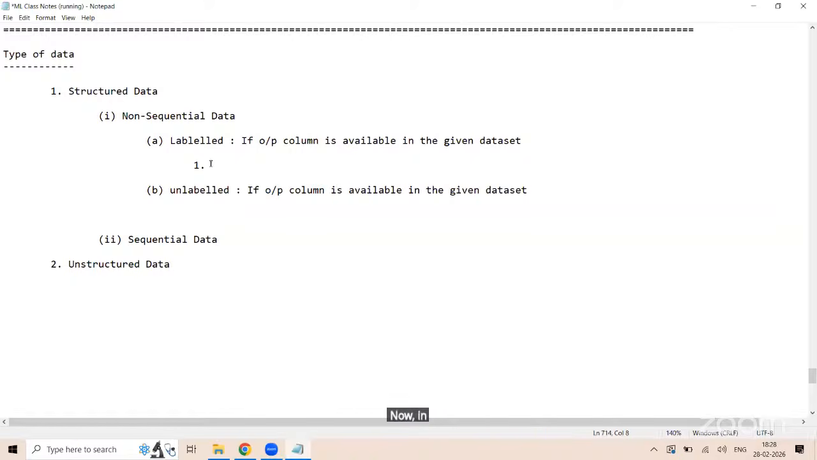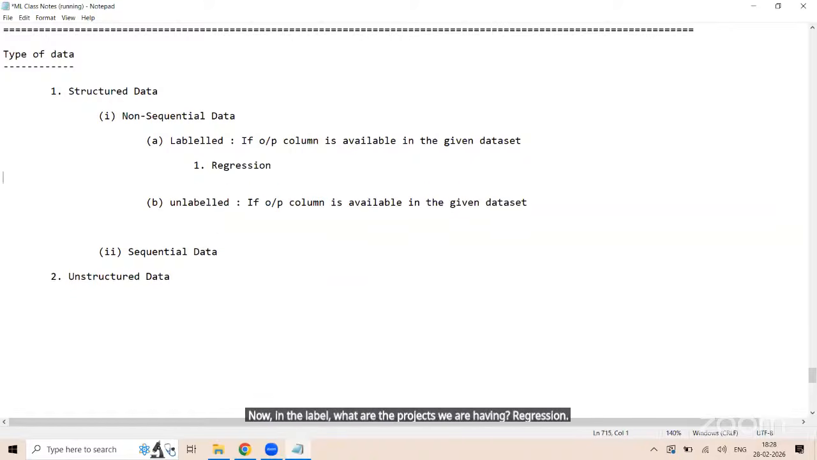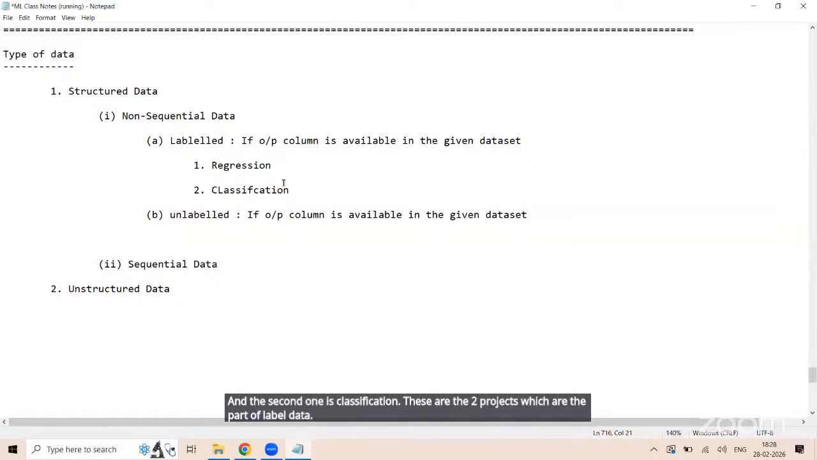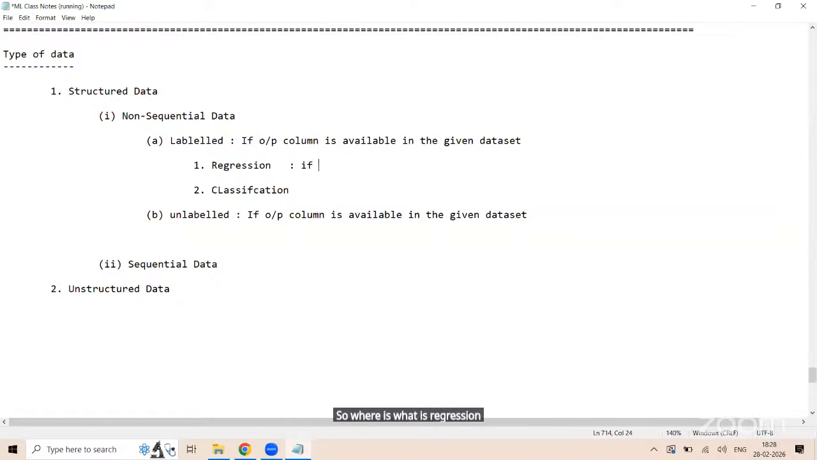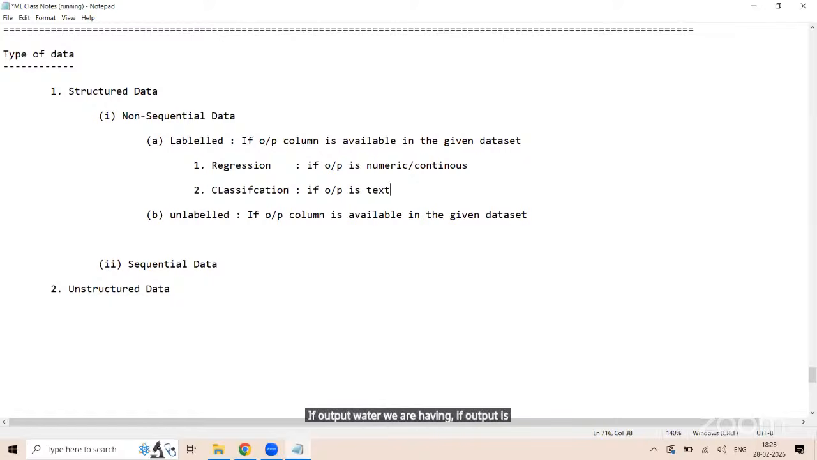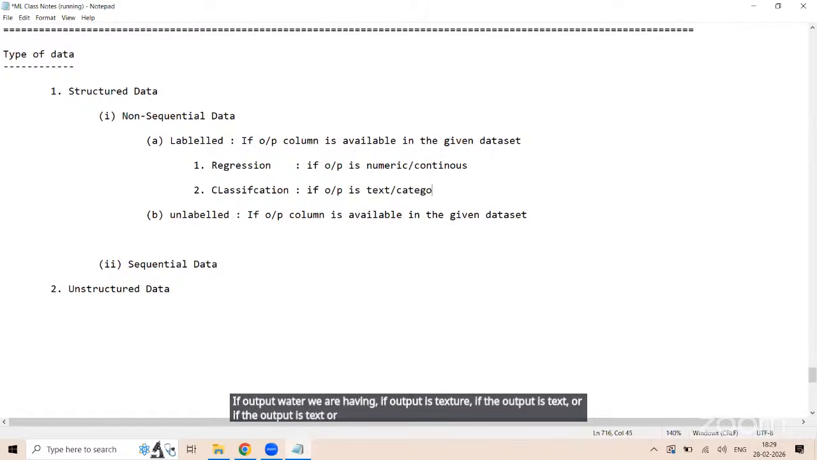Now in the labeled data, what are the projects we are having? Regression, and the second one is classification. These are the two projects which are part of labeled data. If the output is numeric, or in another word continuous, it is called regression. If the output is text or categorical, it is called a classification problem. This is related to labeled data.